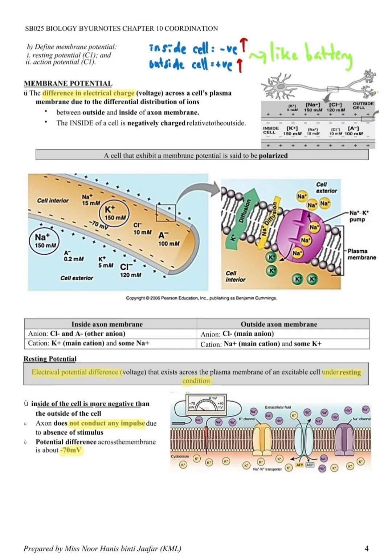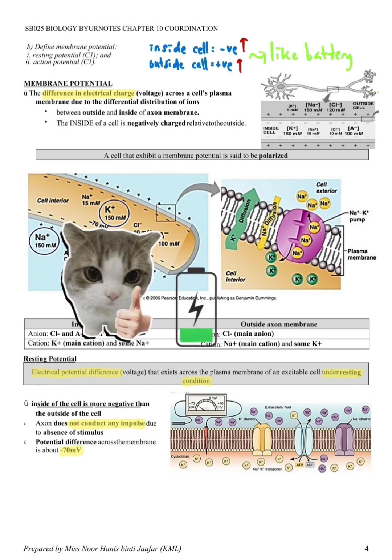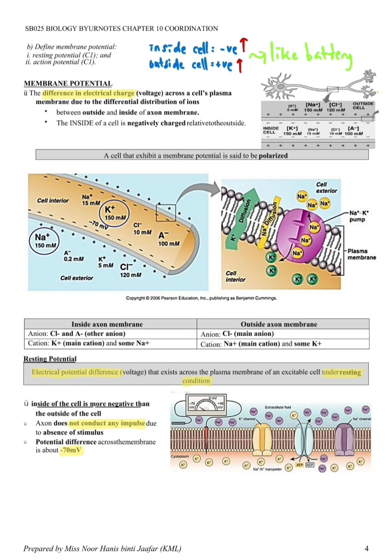First, membrane potential is the difference in electrical charge or voltage across a cell's plasma membrane. This happens because ions are distributed unevenly between the inside and outside of the cell. In a neuron, the inside of the cell is more negative compared to the outside. You can think of it like a small battery. The outside is relatively positive and the inside is relatively negative. Because of this charge difference, the cell is said to be polarized.